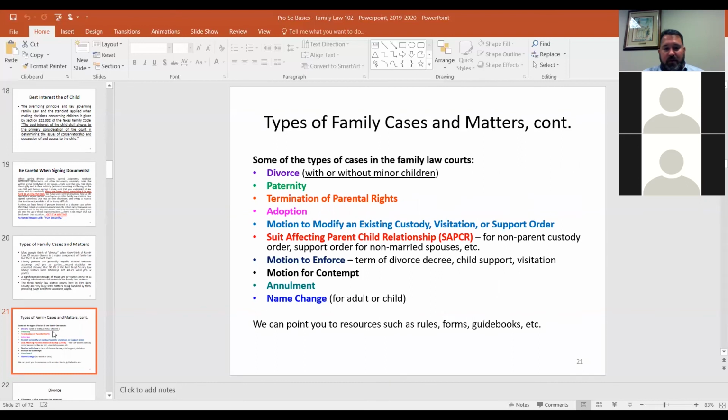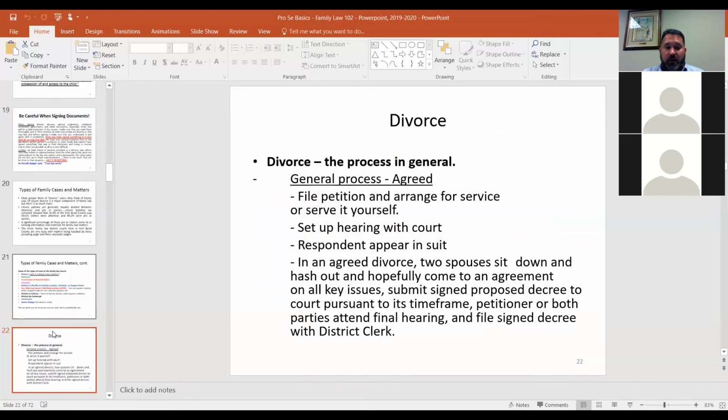So let's talk about some of the different family law cases. There's divorce, there's paternity, there's termination of parental rights, there's adoption, which can tie in with termination, modification of family law orders, original suits affecting parent-child relationships, motions to enforce family law orders, motions for contempt, which usually tie in with motions to enforce. There's annulments, there's name changes, and we have information and forms for all of these things.